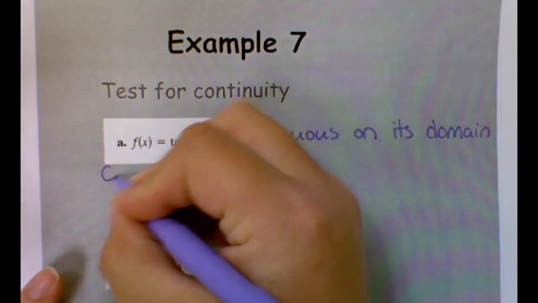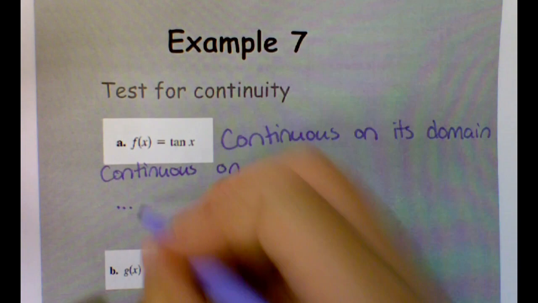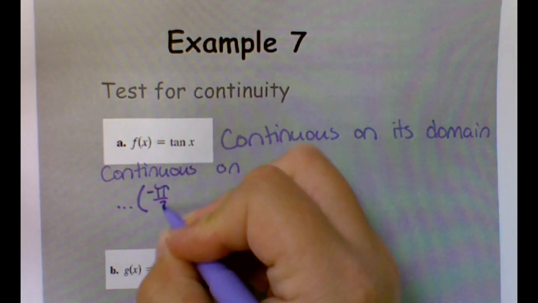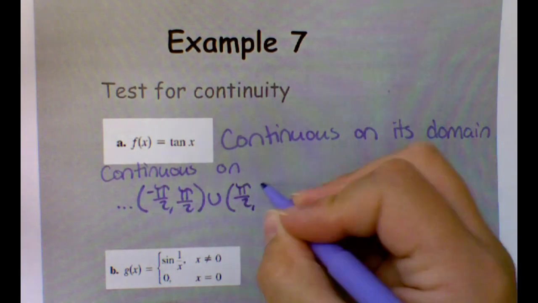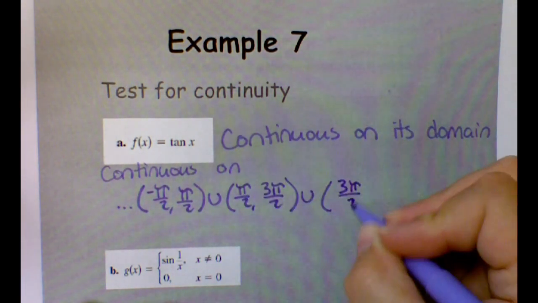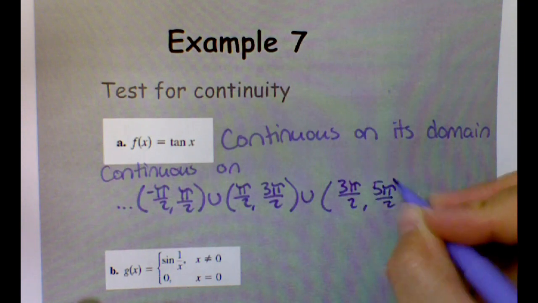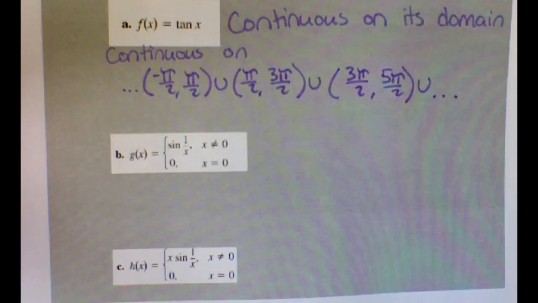So I could say it's continuous on the interval from negative pi over 2 to positive pi over 2. And then positive pi over 2 to 3 pi over 2. And then 3 pi over 2 to 5 pi over 2. And on and on and on. Hopefully you see the pattern now. For b, we need to determine the continuity of this function. Well, the sine of 1 over x. Everywhere but 0, is that continuous?